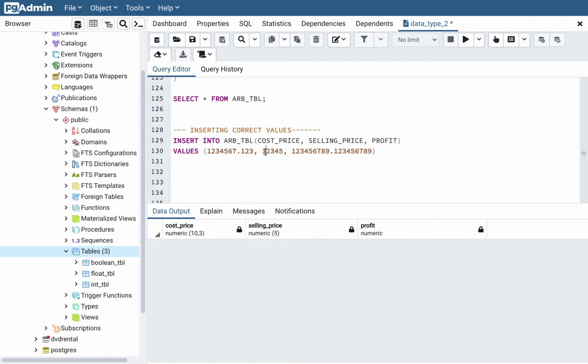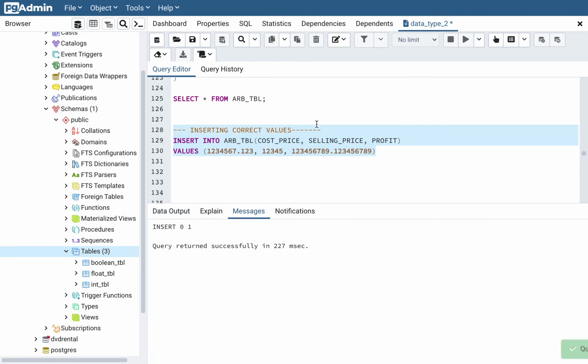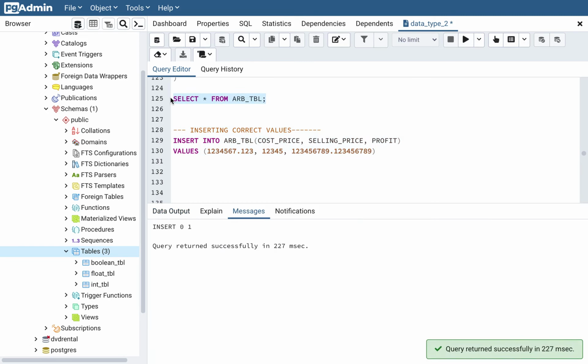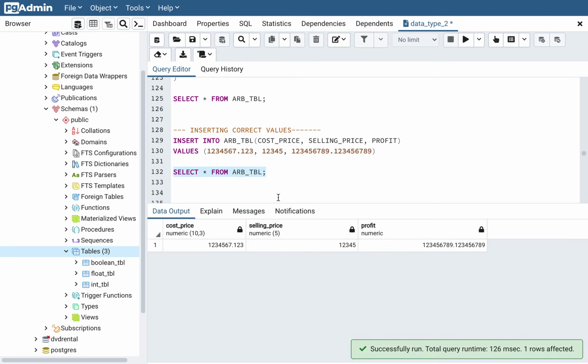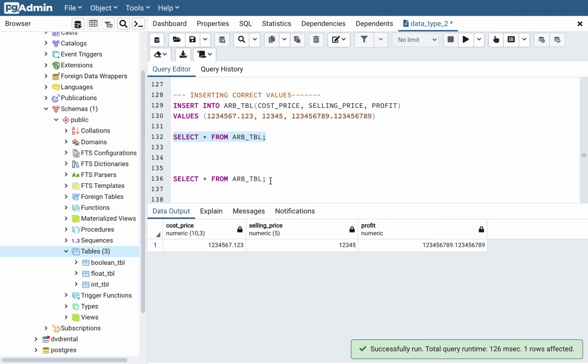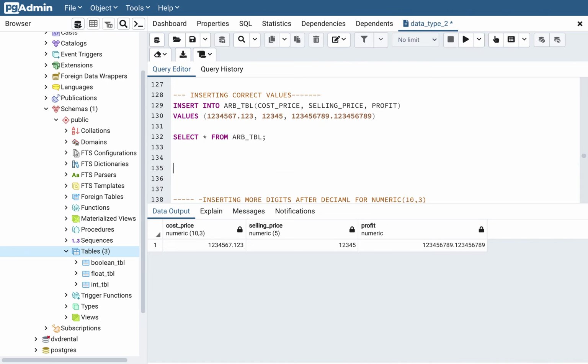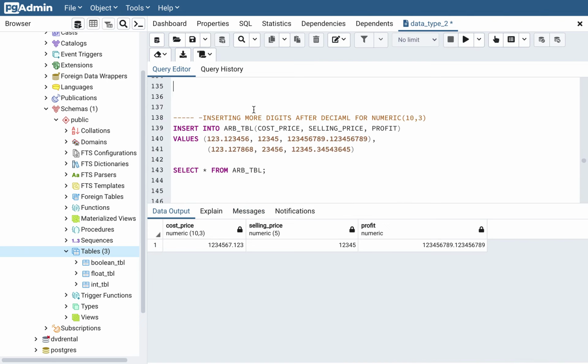Here, I am only inserting the non-decimal values, and this one is numeric, so it can accept everything, so there is no problem. So let me execute this and look at my table. You see the value has been inserted the way we wanted. Now let us insert more digits after the decimal for numeric 10.